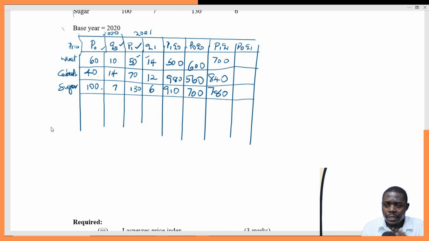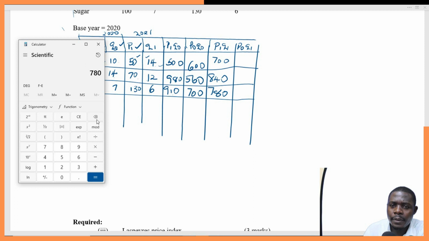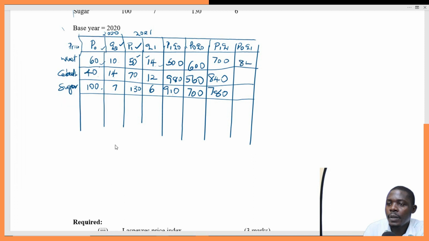Then lastly is P0, Q1. P0, where is P0? It is here. And then Q1, it is there. Now the first one is 60 multiplied by 14, get 840. Record there 840. Then next is P0.